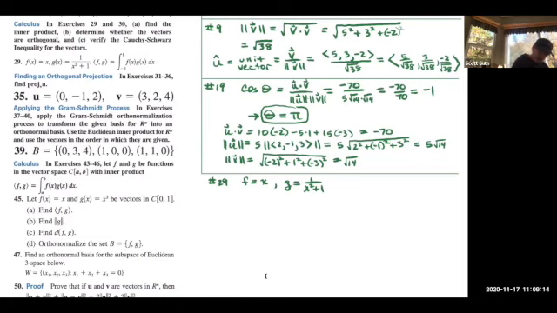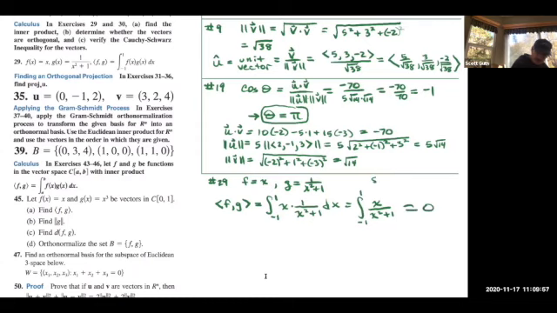Now, the inner product of F with G will be the integral from -1 to 1, because that's the interval over which these are defined, of X times 1 over X squared plus 1. And I can make this real easy for you. You can do your work, but you might notice that this is an odd function over a symmetric interval. So let's make the note. This is going to be 0.